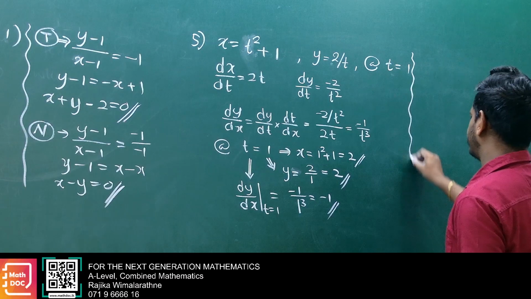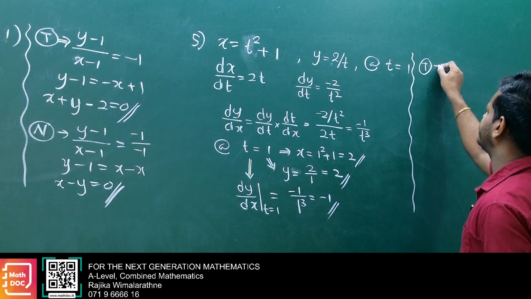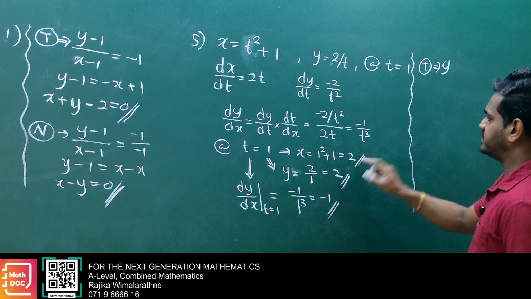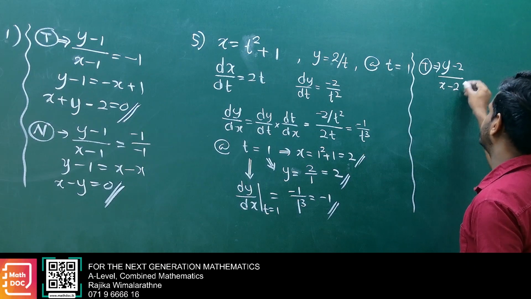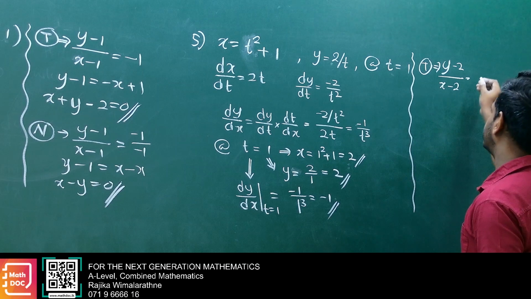Now you write tangent: y minus 2, x minus 2 over minus 1.